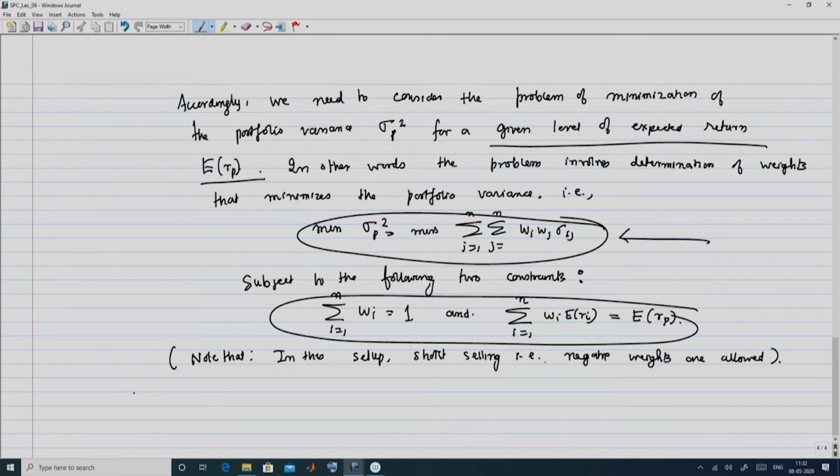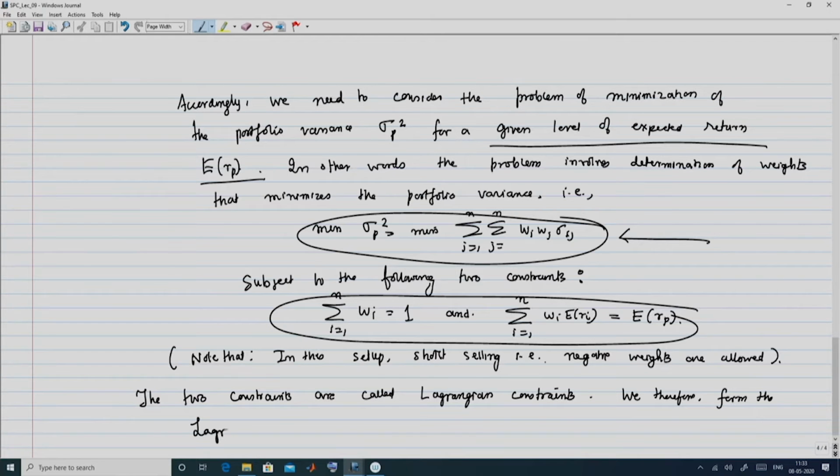So, now let us look at these two constraints. The two constraints that we have mentioned above are what are known as Lagrangian constraints, and we therefore form the Lagrangian objective function for the risk minimization problem with two constraints as identified above.